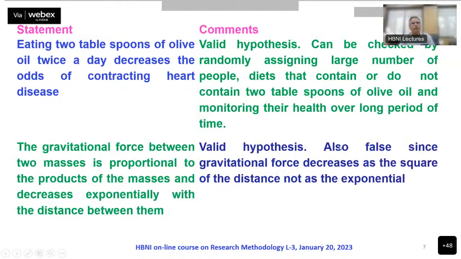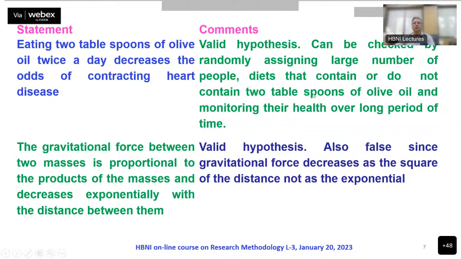Some of the hypothesis statements and the comments you can see here, like eating 2 tablespoons of olive oil twice a day decreases the odds of contracting heart disease. You must have seen a lot of advertisements about olive oil and its beneficial effects on the heart. So this is a statement of a hypothesis, and it is a valid hypothesis because it can be checked by randomly assigning a large number of people diets that contain or do not contain 2 tablespoons of olive oil. So some people are fed 2 tablespoons in their diet, some people are not, and monitoring their health over a long period of time.